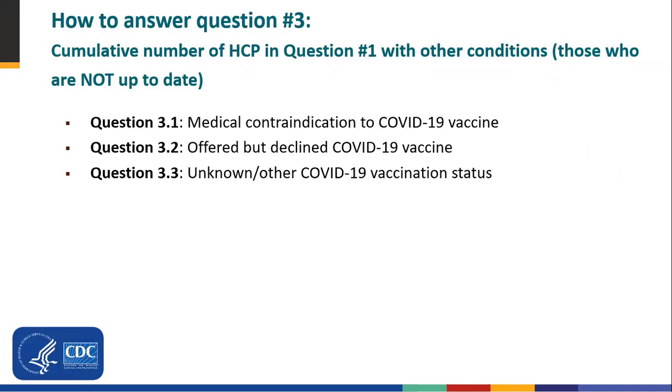Question number 3 pertains to the number of healthcare personnel in question 1 with other conditions. In other words, these healthcare personnel are not up to date. Previously, the questions recorded why a healthcare worker did not receive primary series vaccination. Now the questions record why a healthcare worker is not up to date.